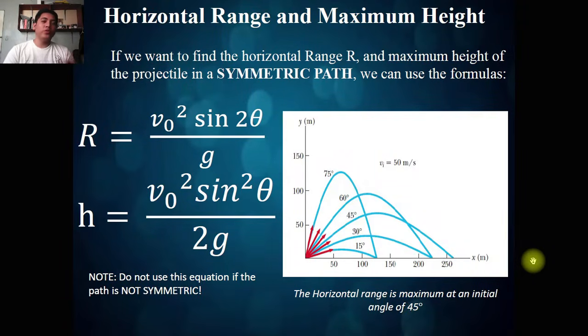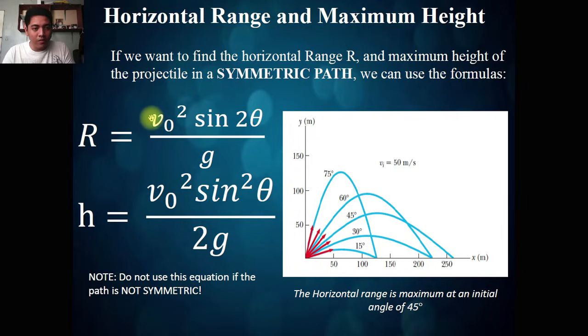Alright, so for today, we're going to continue our discussion all about projectile motion, and we're going to talk about the horizontal range and the maximum height. So if we want to find the horizontal range R and maximum height of the projectile in a symmetric path, we can use the formulas R, which stands for the horizontal range. This is the maximum horizontal distance that the projectile has traveled along the x direction.